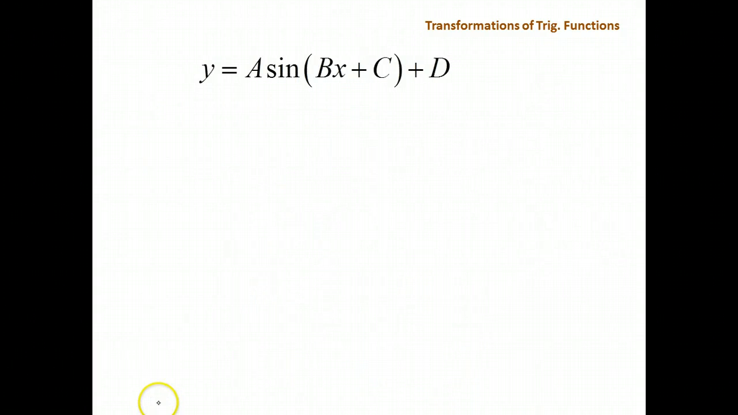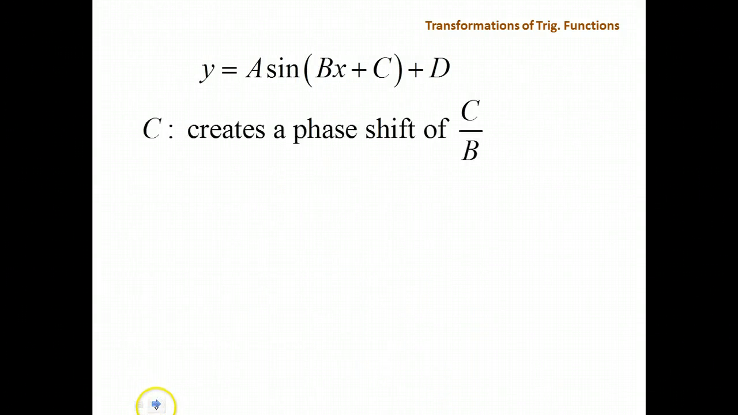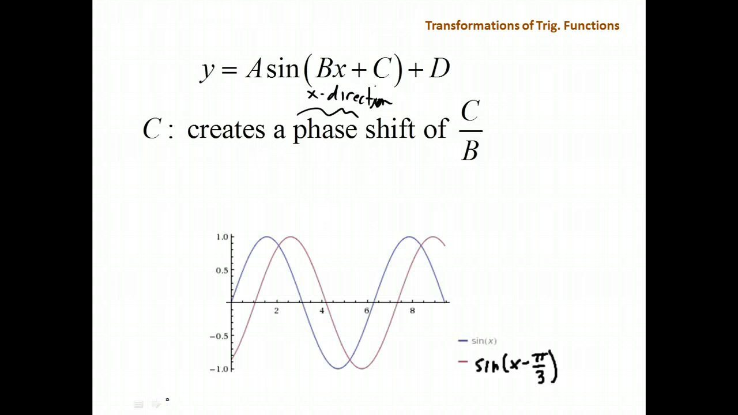Well, how about c? C creates a phase shift. That's a shift in the x direction. Okay, but not just by C, by a factor of C over B. For simplicity's sake, I'm going to keep B to be 1 in my examples here. So this is the graph of the sine of x minus pi over 3.